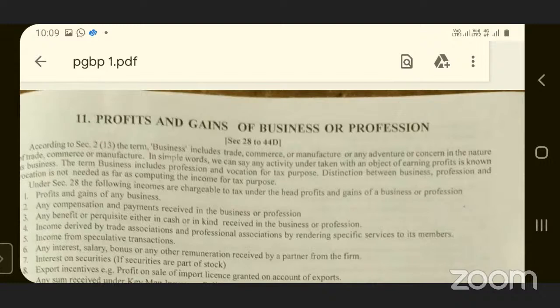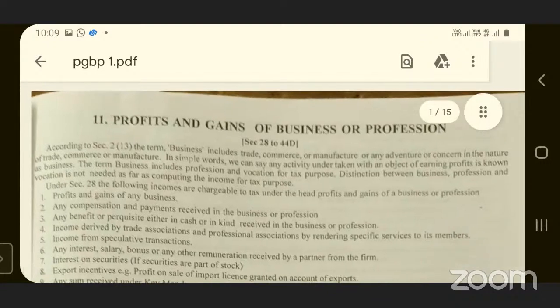In general terms, we know about the business. Actually, the business includes trade, commerce, or any manufacture or any adventure activity in the nature of trade, commerce, or manufacture. All of it is included under the term business. In simple words, we can say that it is any activity which is undertaken with an object of earning profit. So why will we do business actually? With the motto of earning profit only. So whatever activity we are conducting in order to earn profit is known as business.